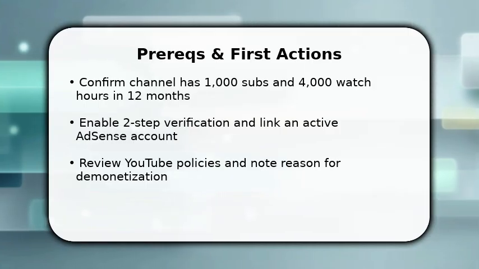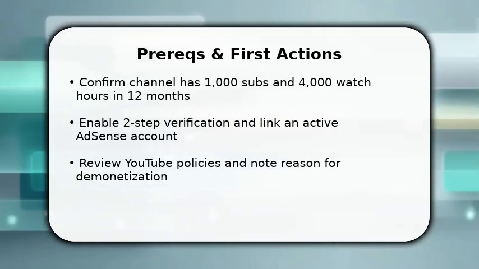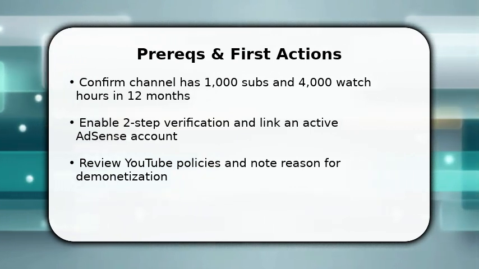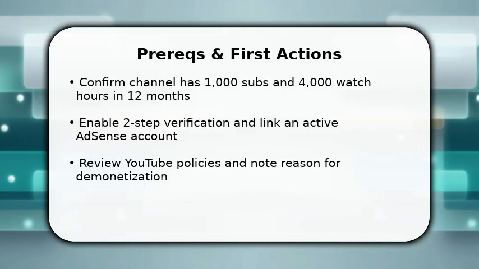Next, open YouTube Studio and go to Monetization to see the specific violation or reason. This tells you what to fix. Make sure to document dates and offending videos. You will need those when preparing edits or an appeal. Move immediately to remediation steps.